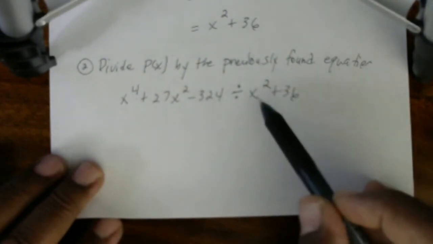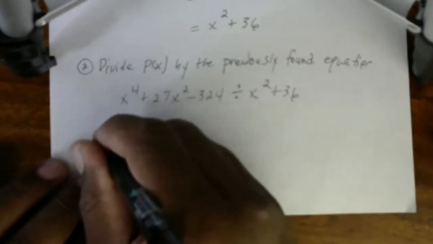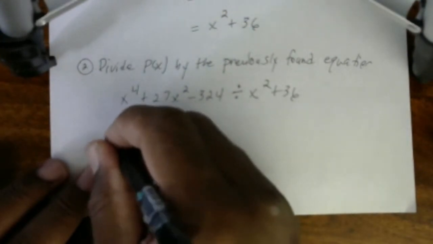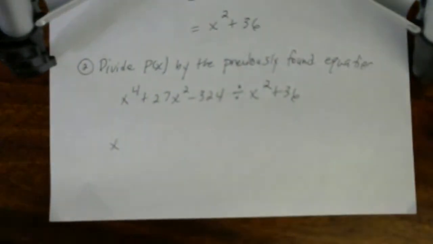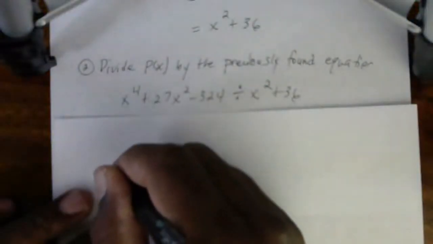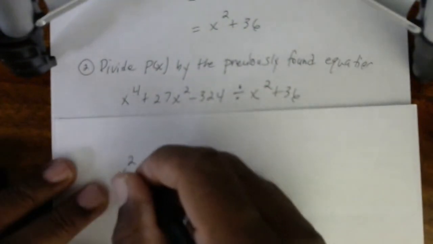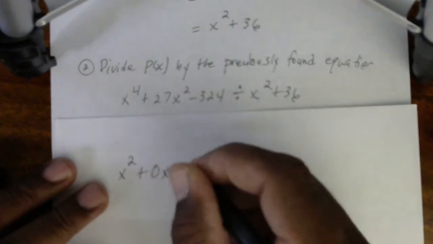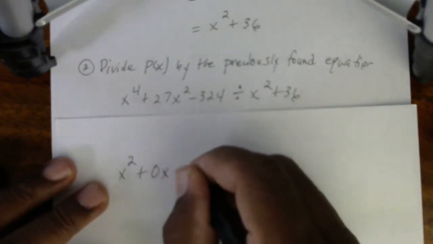So if I look at my divisor, I have my second degree term. I don't have my first degree term, so I want to put in a filler 0. And I have my constant, which has a degree of 0.